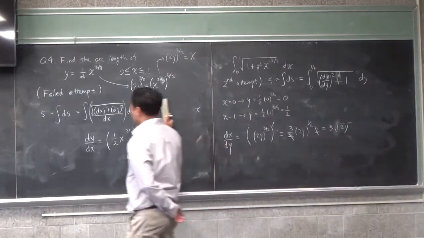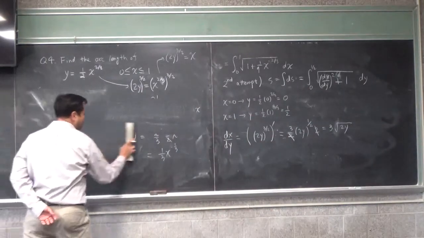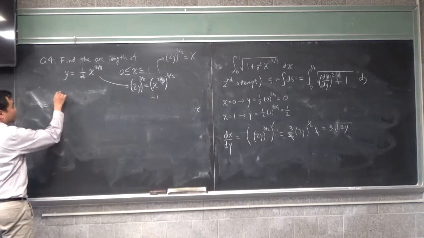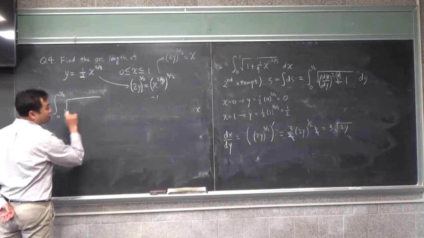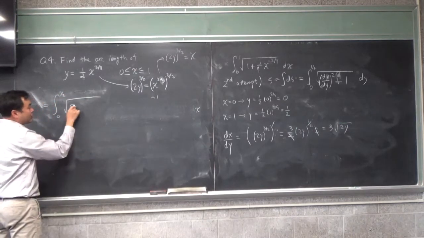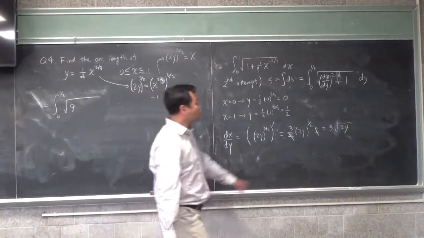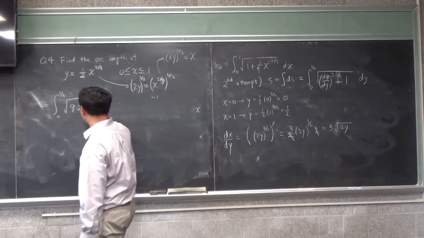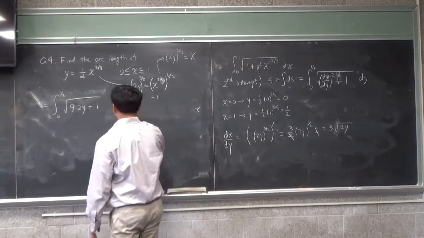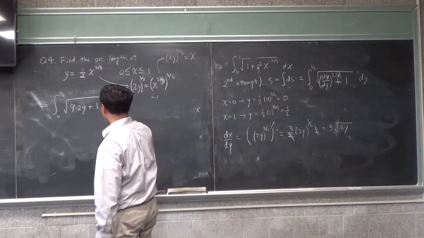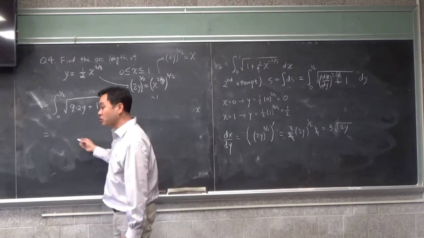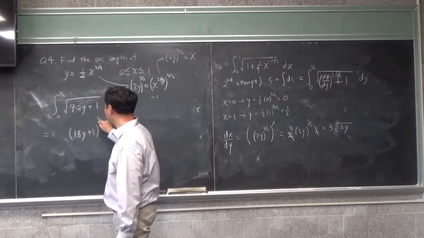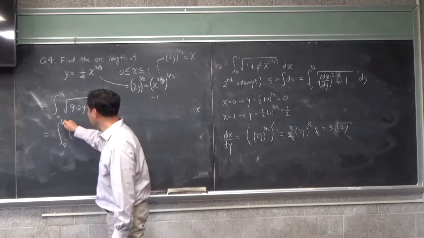Okay, good. Now we can plug that into the formula. So it's the integral from 0 to 1/2 of the square root of 3 squared, which is 9, and the square root of 2y squared, which would be just 2y, plus 1, dy. 9 times 2 is 18, so 18y plus 1 to the 1/2 power, from 0 to 1/2, dy.